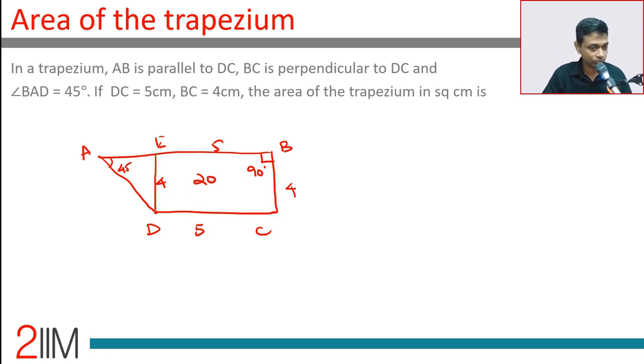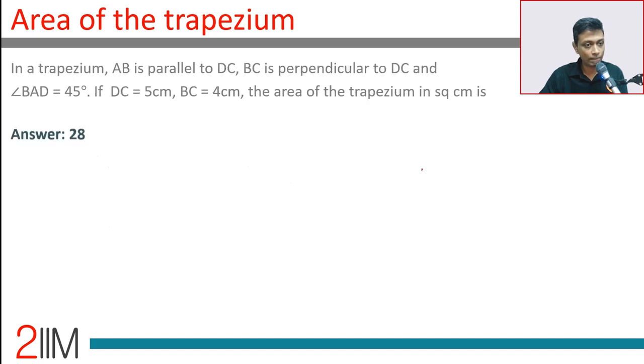We've got that. After this, it's a walk, because the moment you know this is 45 degrees, it's an isosceles right angle triangle. This is 4, this is 4. This area is half into 4 into 4, which is 2 into 4, 8 units. This is 20, this is 8, 28 square centimeters. Good to go. Beautiful question.